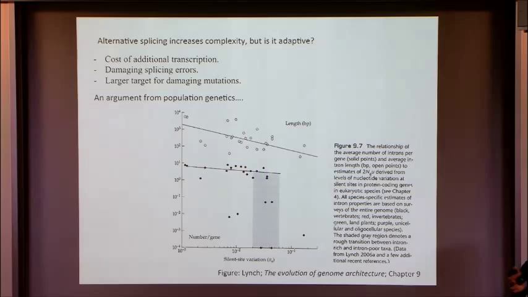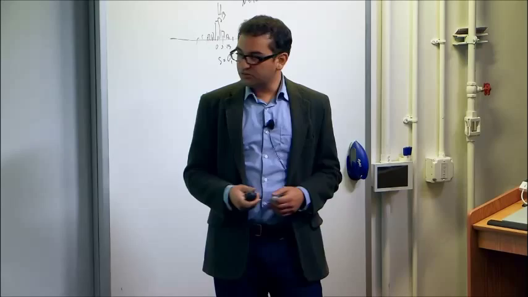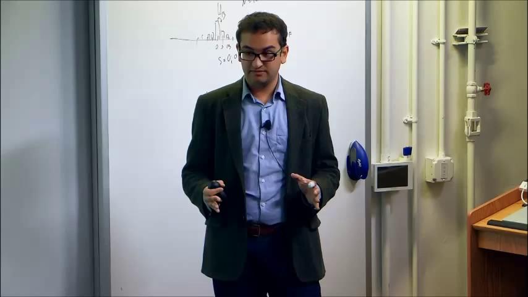So, I should have said probably earlier, introns have been around for a long time. Introns were probably present in the original eukaryotes. But this is a model where introns spread as selfish DNA elements in a neutral way, and then later get co-opted in order to get alternative splicing and more complexity. Right? But the initial step need not be adaptive.